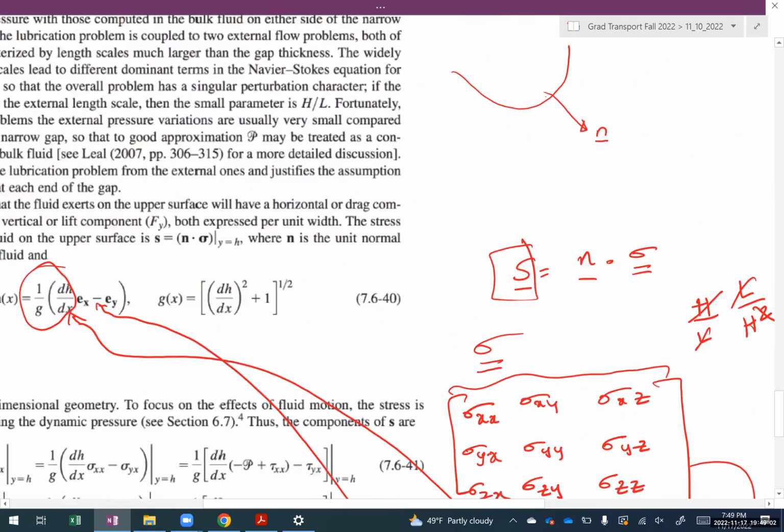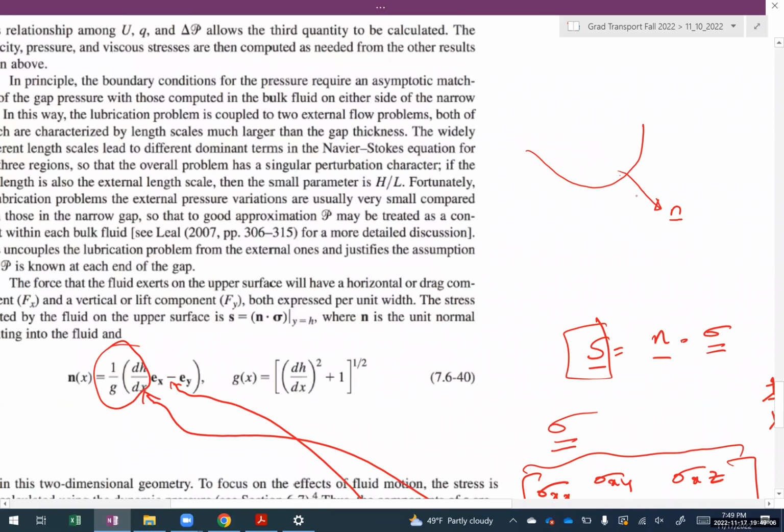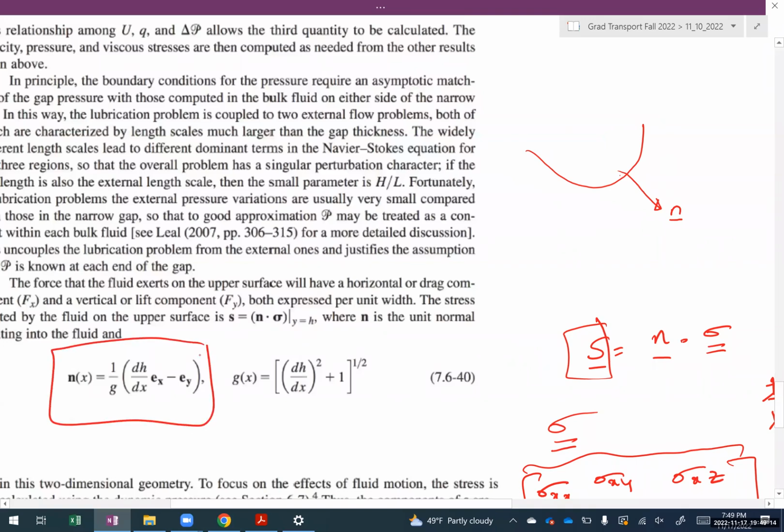But before that, you need an expression for the unit normal to a surface, which is what is given here. So how do they get to this expression? Please don't blindly accept when things are given in the book. First, see if you can derive it yourself and if it makes sense. So how do you do that?